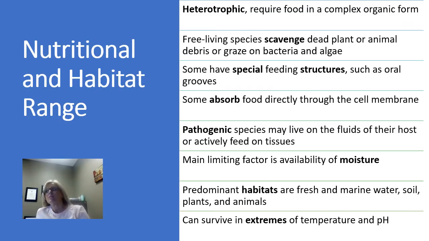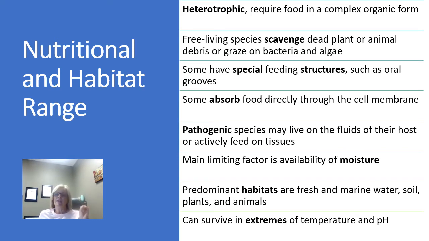So the protozoa we study are usually going to be heterotrophs, meaning, of course, they get their food from complex organic compounds. They're going to be free-living scavengers, and so they're going to feed off of dead plants or animal debris or graze on bacteria or algae. They may have special feeding structures like an oral groove. They can absorb food directly through the cell membrane. Many pathogenic species can live in the fluid areas of their host and then actively feed on their tissues.